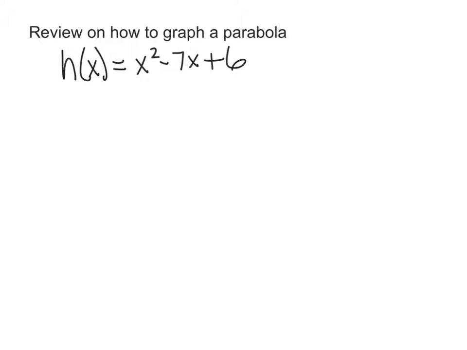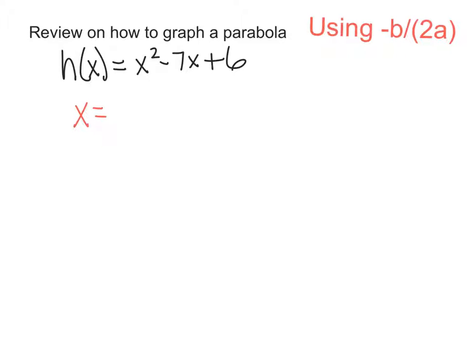Way number one that we are going to review is using, what are we going to use? We're going to use negative b over 2a. So you can graph this using negative b over 2a. So the first step, as you know, is to use negative b over 2a.